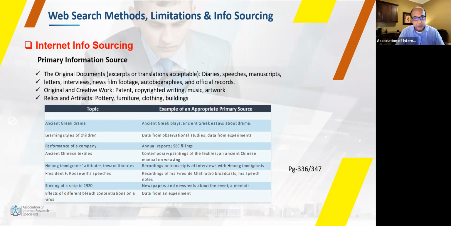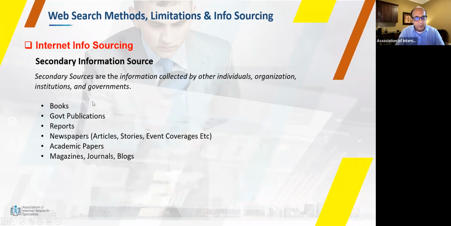Okay, but in the real world, lots of times we don't get access to primary information, and more of what we rely on is secondary information. Secondary information comes through books, government publications, and all sorts of reports, could be research reports, or reports generated through analytics or trend analysis or things of that nature.